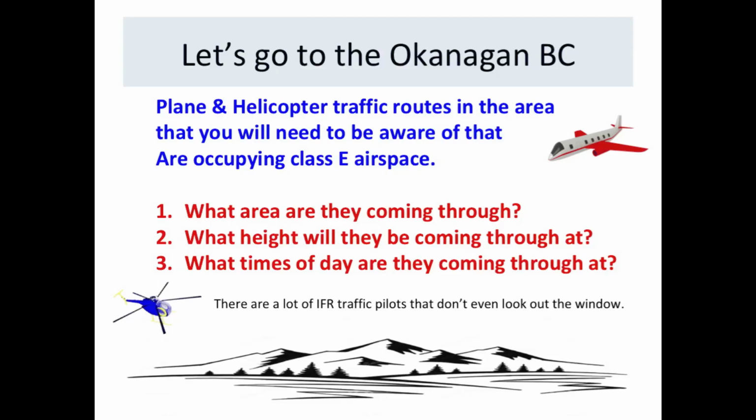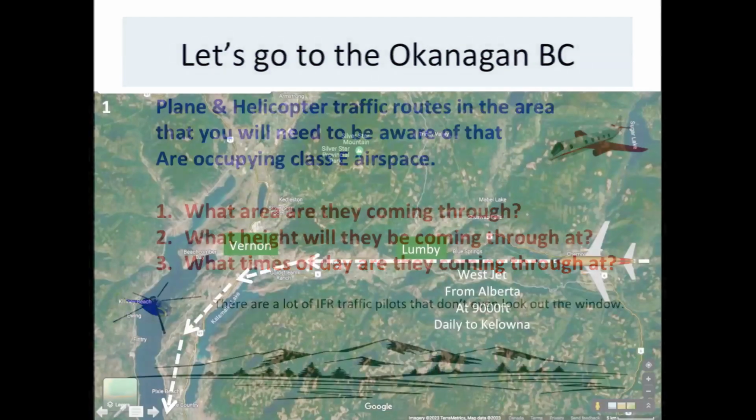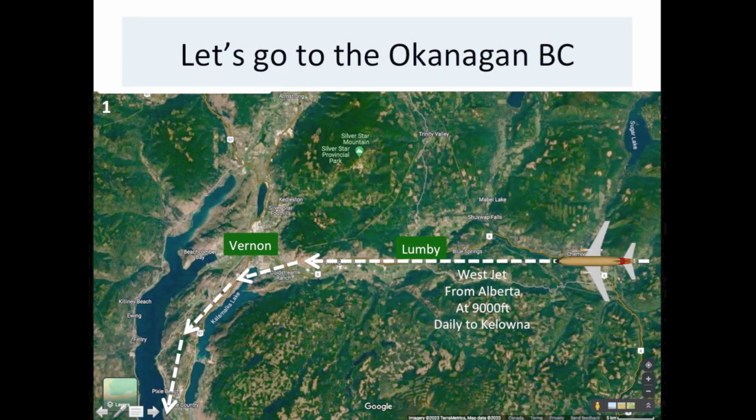Okay guys, so there are some plane and helicopter traffic routes in the area that you will need to be aware of that are occupying Class E airspace. So questions. What area are they coming through? What height will they be coming through at? And what times of the day are they coming through at? Good questions. Okay, so the first example we see here is WestJet's flight route from Alberta comes into the valley in where we are flying at about 9,000 feet, and this is daily on their way to Kelowna.